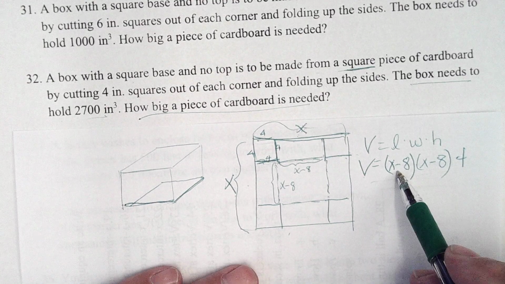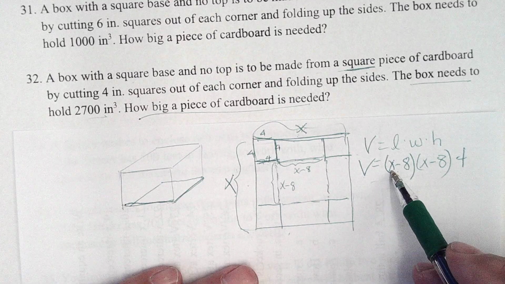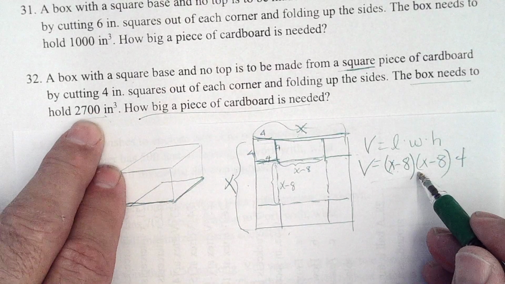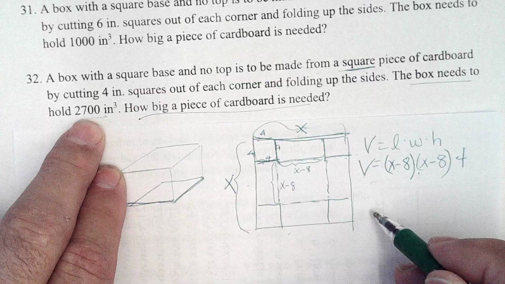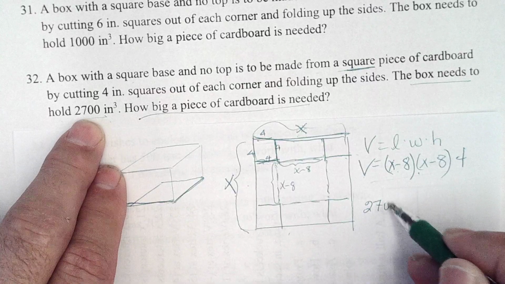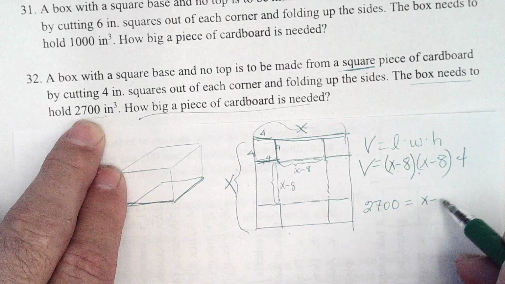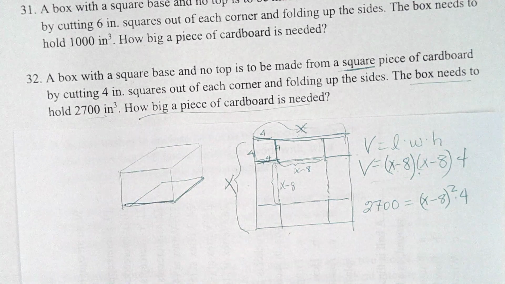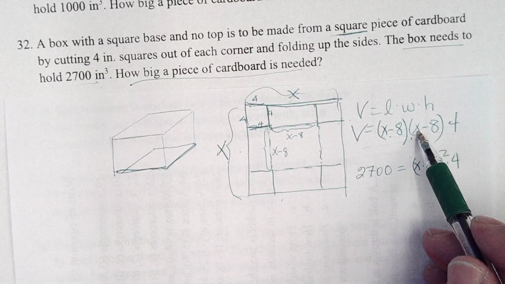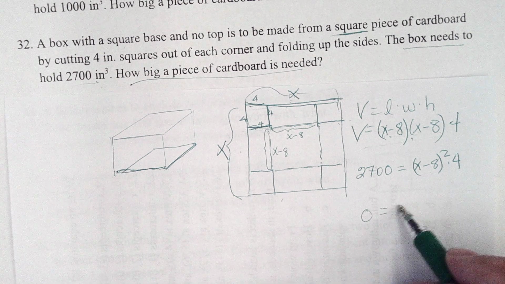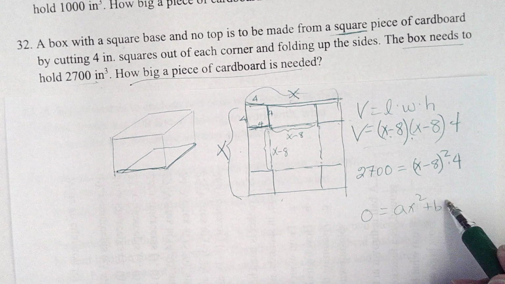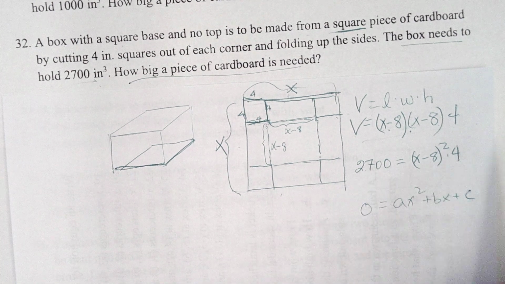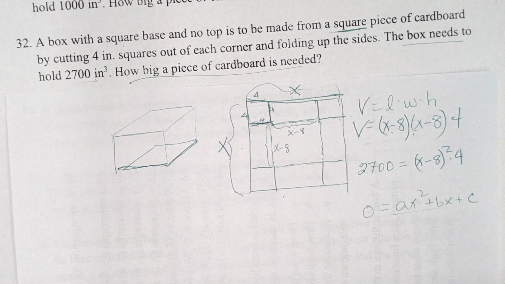Well, let's see here. Oh no, we don't want to maximize it. We want to make the volume equal to 2,700 cubic inches. So we want 2,700 to equal x minus 8 squared times 4. So you could multiply this out, take it times 4, subtract the 2,700, make it 0 equals something that looks like ax squared plus bx plus c, and use the quadratic formula.